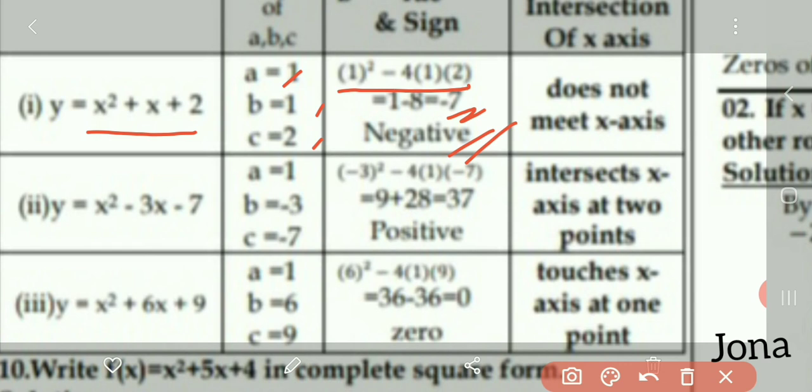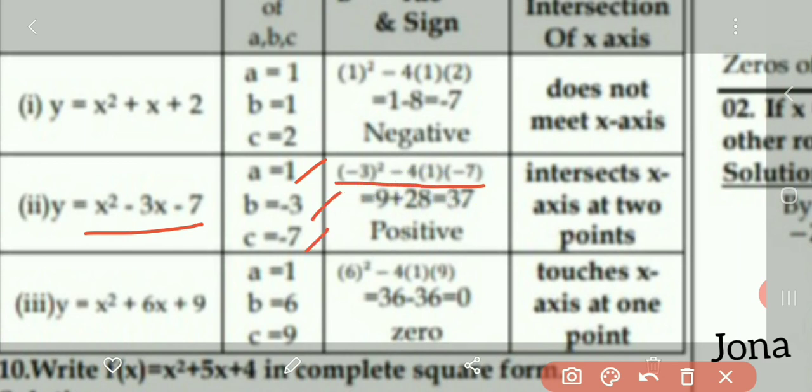Okay, and then the next one, y equal to x square minus 3x minus 7. Here a is 1, b is -3 and c is -7. Again we want to substitute in the formula b square minus 4ac. The answer is positive. So we have 2 different values here, so we can conclude it intersects x-axis at 2 points. If it is positive, it intersects at 2 points. If it is negative, it does not meet x-axis.